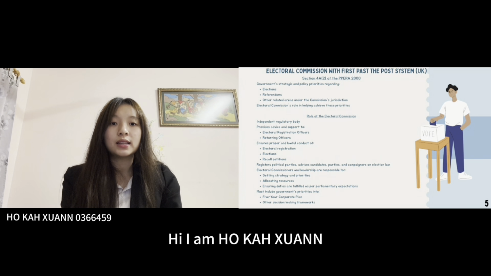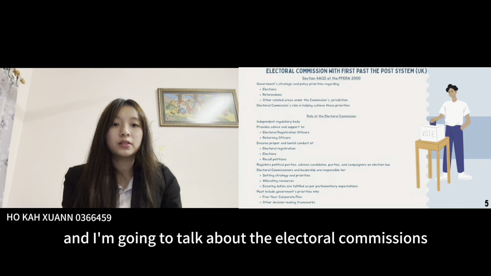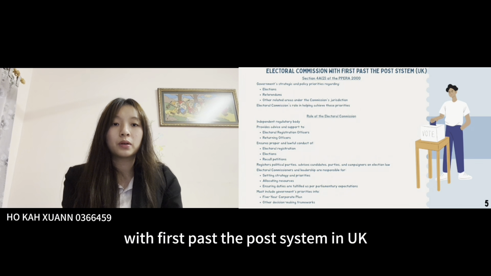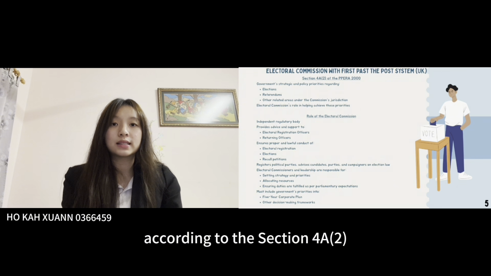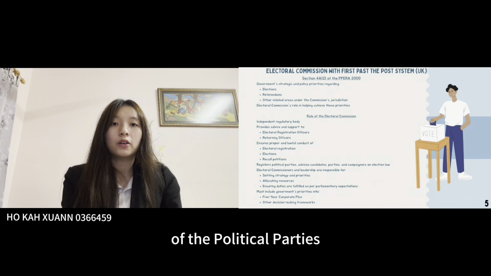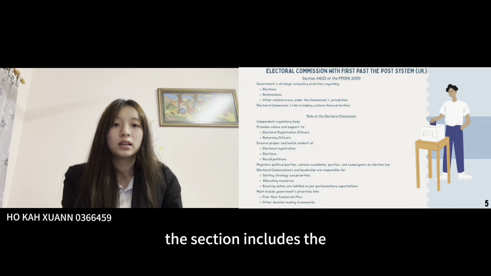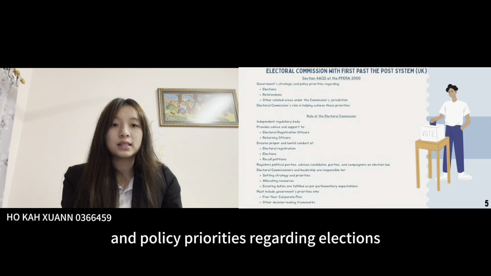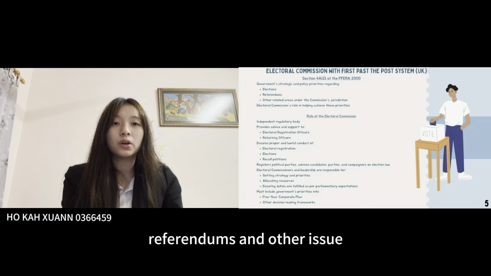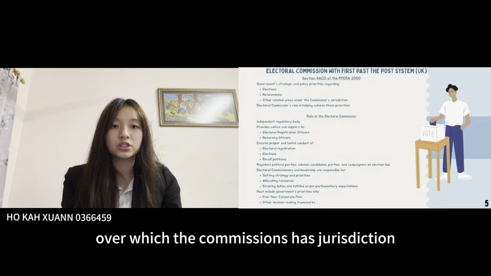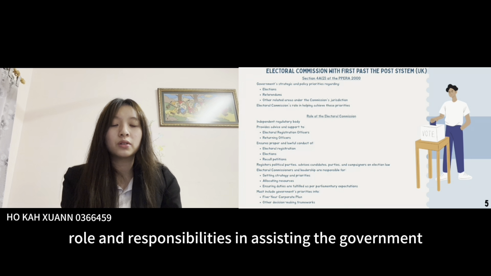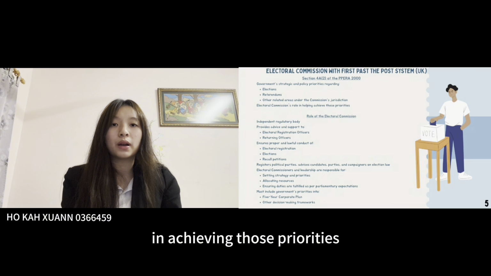Hi, I am Hokashen, and I'm going to talk about the Electoral Commission and the first past the post system in the UK. According to Section 4A subsection 2 of the Political Parties, Elections and Referendums Act 2000, the section includes the government's strategic and policy priorities regarding elections, referendums, and other issues over which the Commission has jurisdiction, including the Commission's role and responsibilities in assisting the government in achieving those priorities.